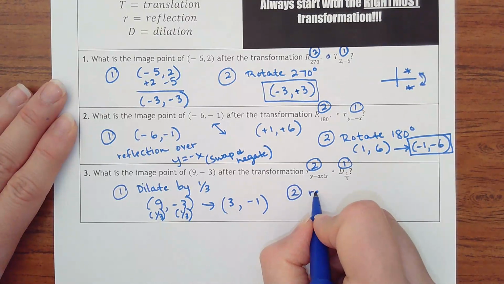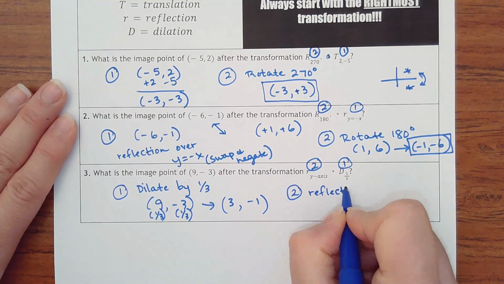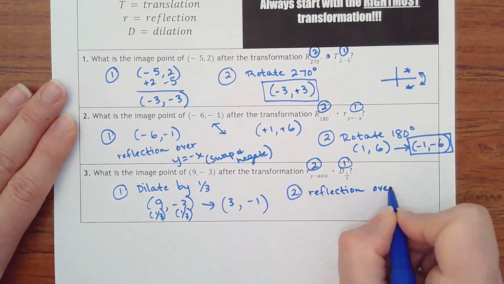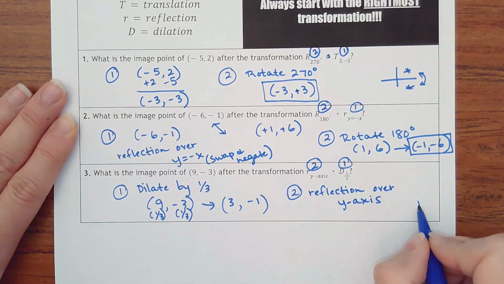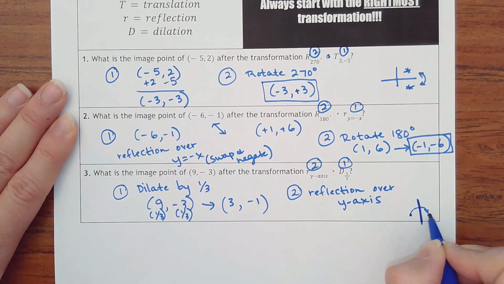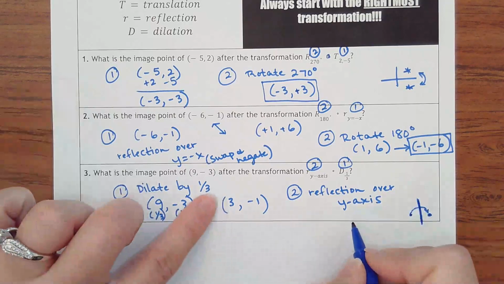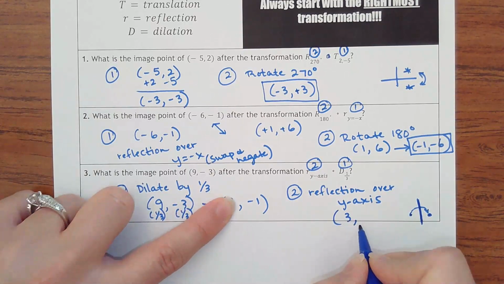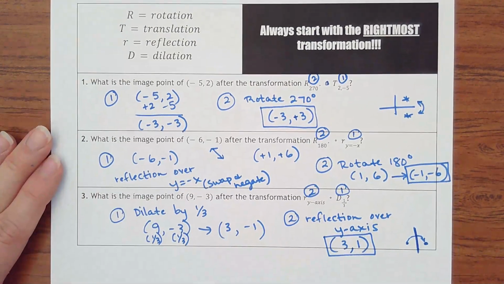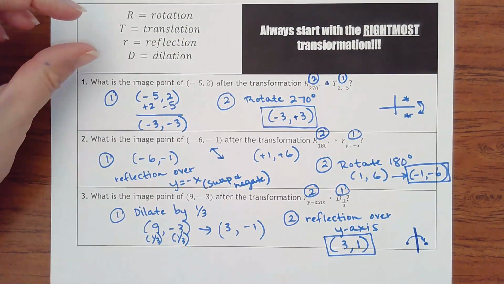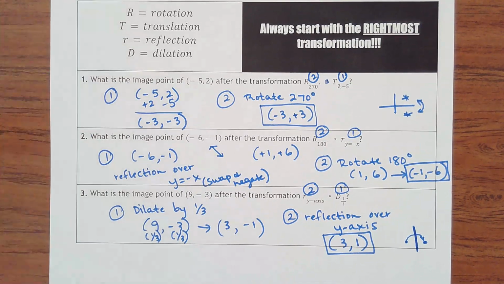And then a reflection over the y-axis. Which remember, this is my y, so if I take a point from here and then I move it over here, I'm changing actually the x value. Nothing gets swapped, so this would be -3, now 1. Okay, so 2 things to remember. Go right to left. Big R is rotation, little r is reflection, and all your rules you need to memorize.